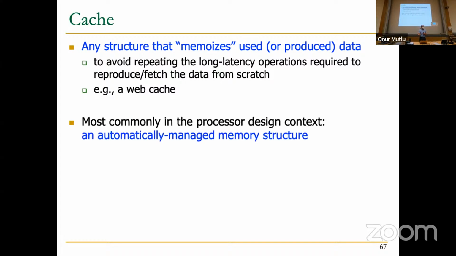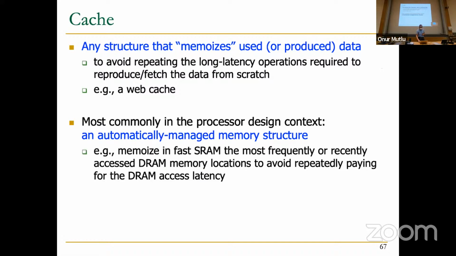In the processor context, which we're going to talk about, a cache is most commonly an automatically managed memory structure that keeps recently or frequently accessed data. A very specific example is to memorize in fast SRAM memory the most frequently or recently accessed DRAM memory locations to avoid repeatedly paying for the DRAM access latency. You can change SRAM and DRAM to other memory technologies clearly, and it will still be a cache. So that's the idea.